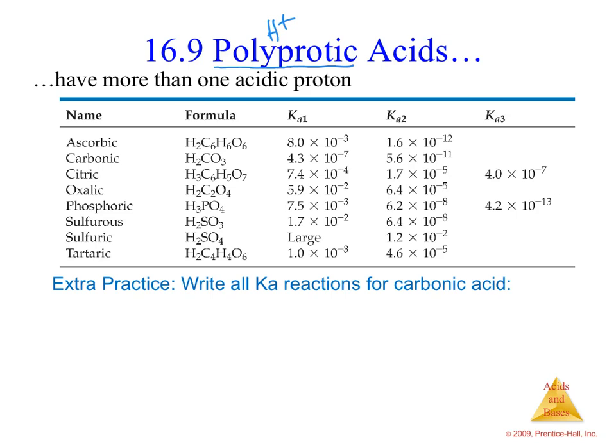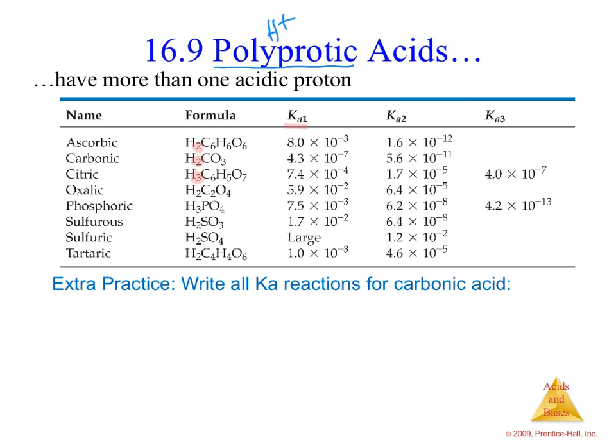Looking at this table of Ka values, see ascorbic acid is polyprotic, H2C6O6. Remember, the acidic hydrogens are typically listed first. So we have 2 acidic hydrogens in ascorbic acid, 2 acidic hydrogens in carbonic acid. Citric acid, I've got 3 acidic hydrogens, etc. I can also tell how many acidic hydrogens we have based on how many Ka values we have.